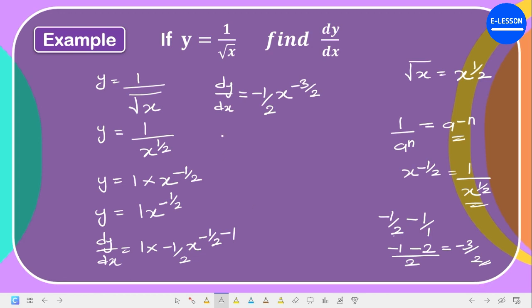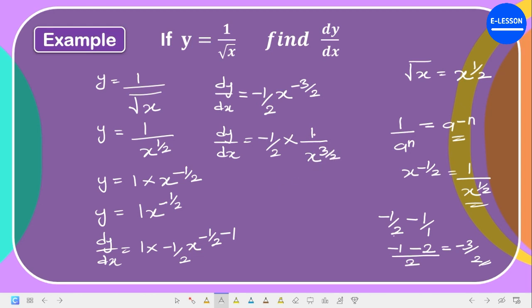Now you may want to leave this answer like this, but we can still progress. Our dy over dx will of course be equal to this minus half times, whenever you see a negative here, what you do is turn it to a fractional form by saying this is 1 all over everything aside from the negative. So this becomes x raised to the power of 3 over 2.